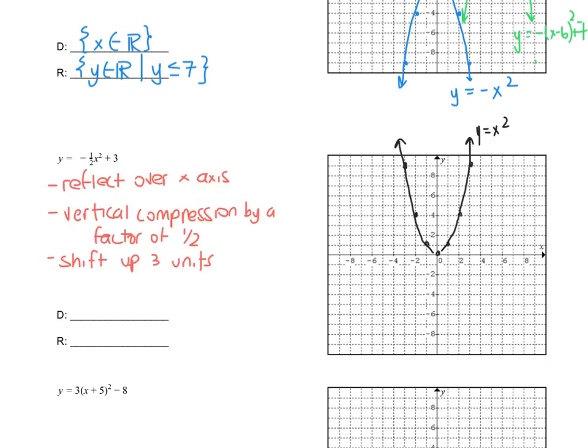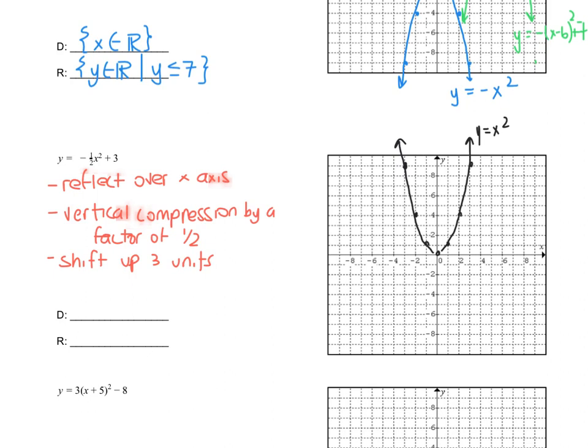Okay, so looking at the transformations, the negative a value tells us that we're reflecting over the x-axis. The fact that the absolute value of a is 1/2 means that you have a vertical compression by a factor of 1/2, and make sure your communication is good here. And then the plus 3, it is outside, it is after your exponent of 2, so it is the up-down movement, so you're shifting up 3.